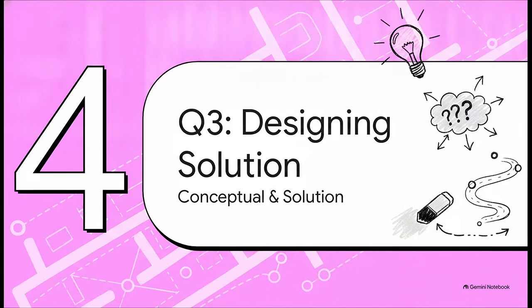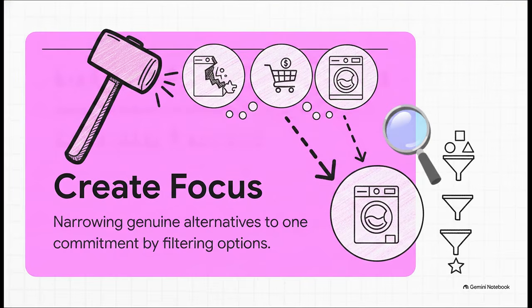Quadrant 3, designing the solution. We're crossing over into the conceptual and solution space. All right, once we have our validated root cause, we cross over to the right side of the map into Q3. The dominant rule here is create focus. Humans naturally show up to a problem with their favorite hammer. Let's take a broken washing machine.